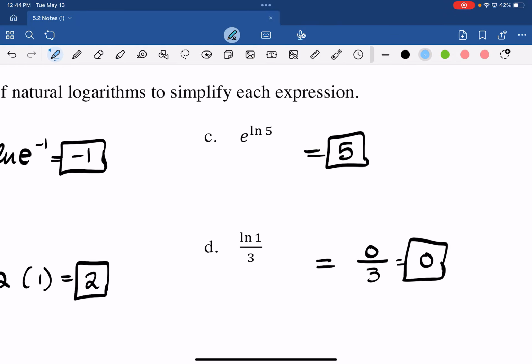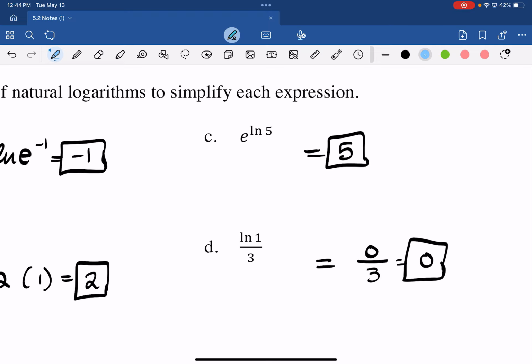Here's C and D. A lot of you had C right, which is great. I have e raised to the natural log. So whatever I'm doing the natural log of is my answer. D, there's actually 2 ways you could have done it. The first way was using, I think it's property 1, or maybe it was 2. The natural log of 1 gives me 0 over 3, and then I divided it.